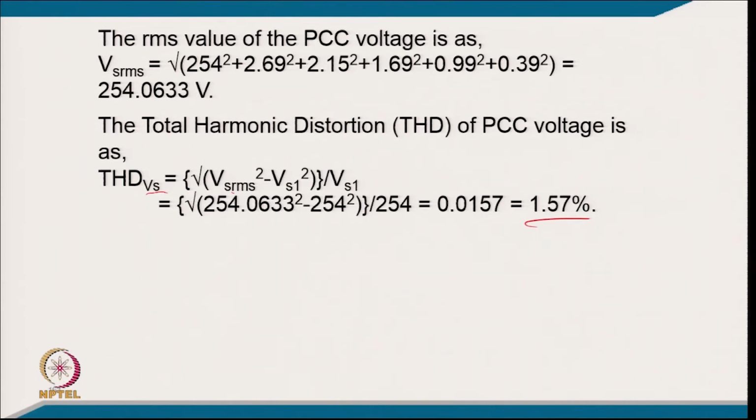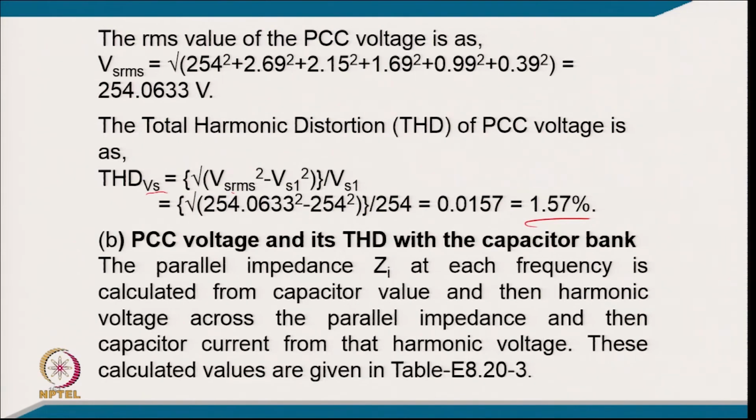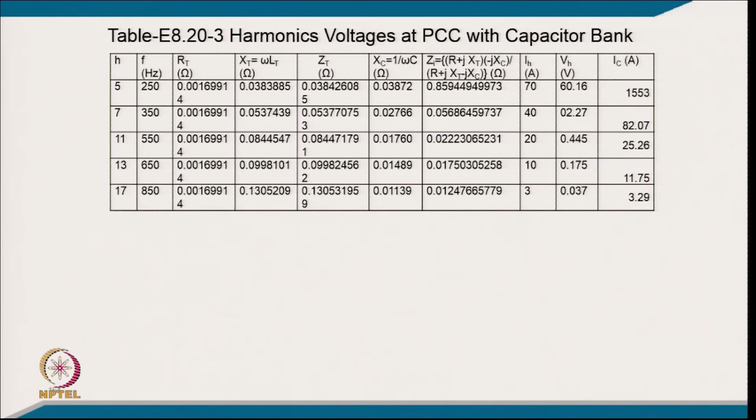Now, we come to the PCC voltage and its total harmonic distortion with the capacitor bank. So, now the parallel impedance Zp at each frequency is calculated from the capacitor value, and then the harmonic voltage across the parallel impedance, and then the capacitor current from that harmonic voltage. These are calculated and given in the table. So, now you can see the harmonic order, harmonic frequency, the resistance, reactance, and total reactance of the circuit. This is the total impedance; for different frequencies the 1000 kVAR capacitor reactance corresponds to these harmonics, and this is the total impedance along with the capacitor of this circuit. This is the harmonic voltage. Now, these are the harmonic voltages.